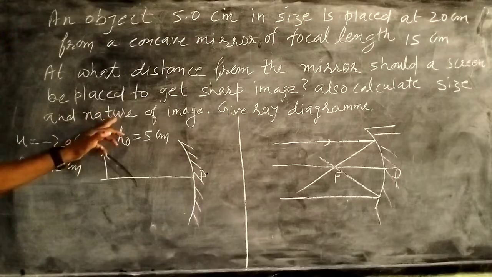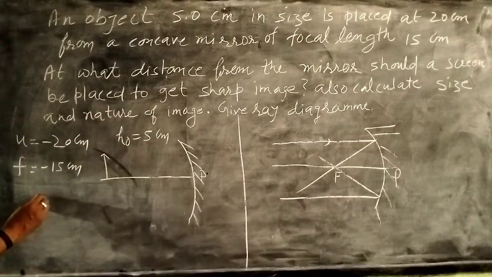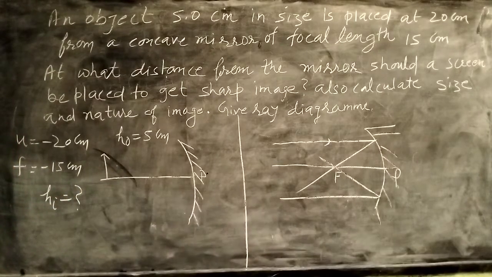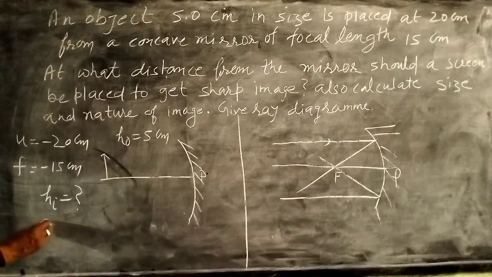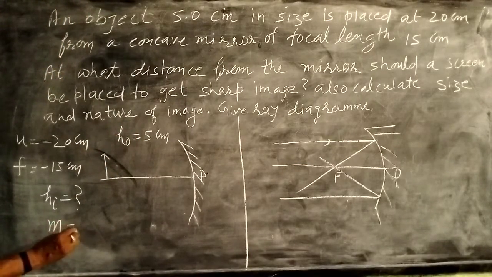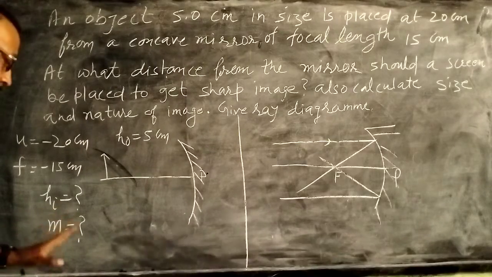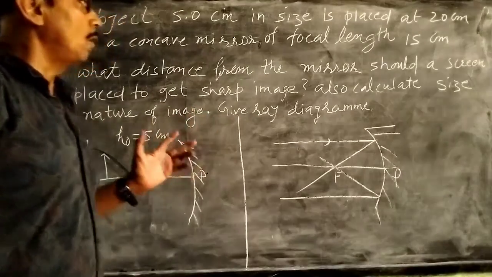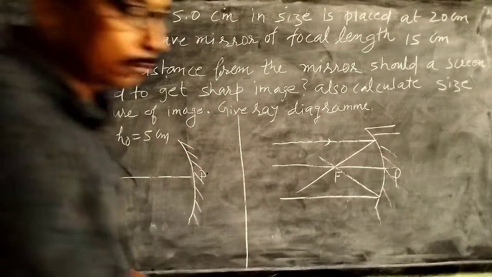Size and nature of the image. Size means HI, we have to find out HI. And to find the nature, we will find the value of M, as the sign of M will tell whether the image formed is real or virtual. Now we start calculating.